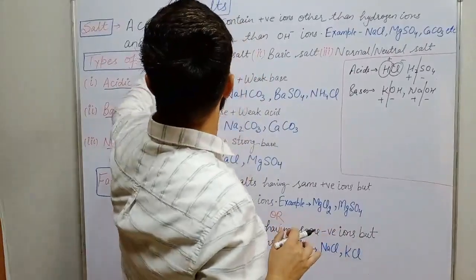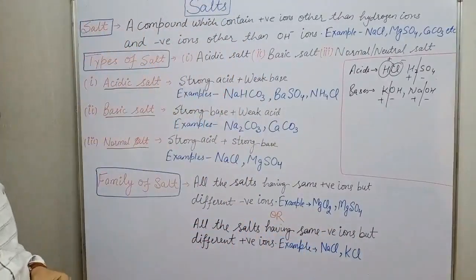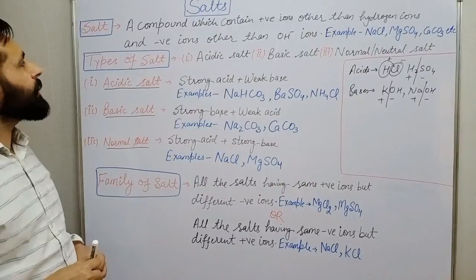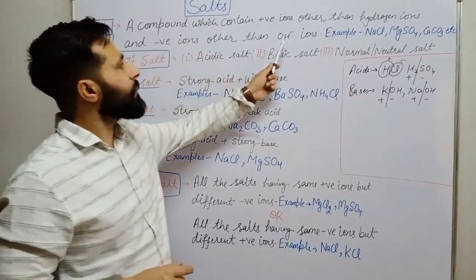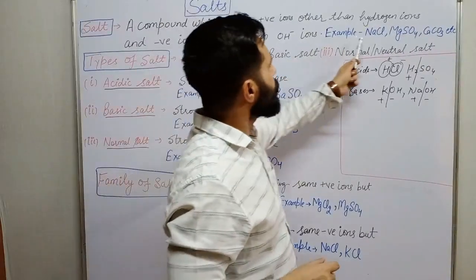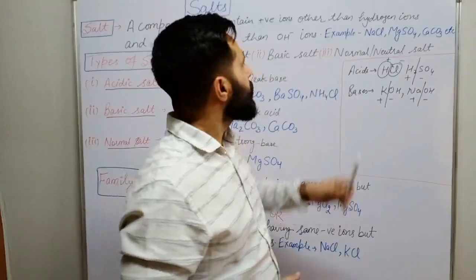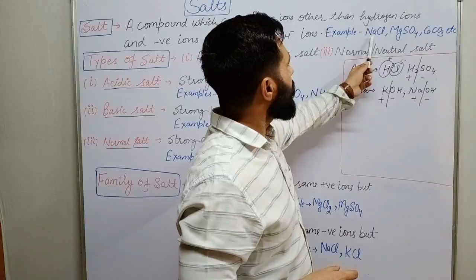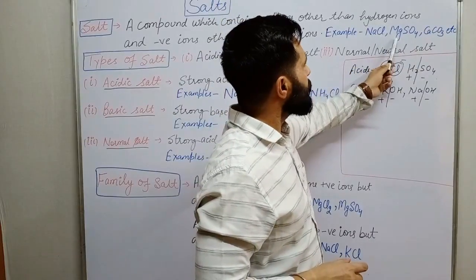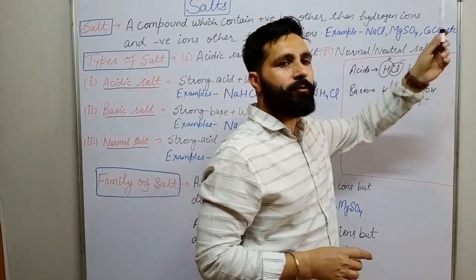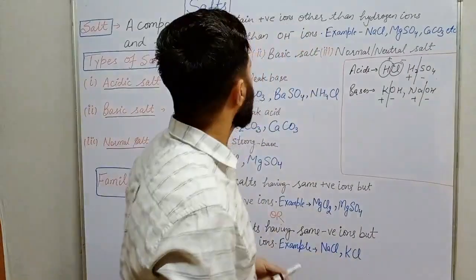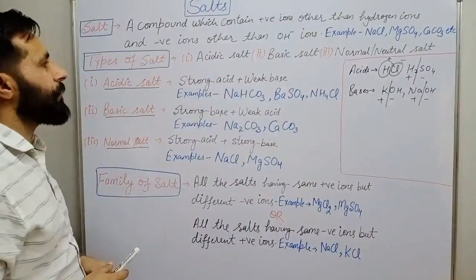So a salt is a compound which contains positive ions other than hydrogen ions and negative ions other than hydroxyl ions. See examples: NaCl, MgSO4, CaCO3. Here also H ion is not there, OH is not there. So this is the definition of salt.